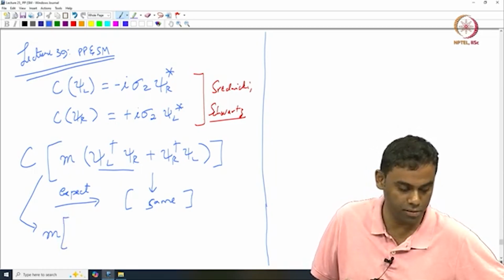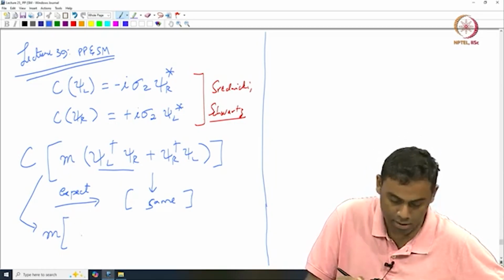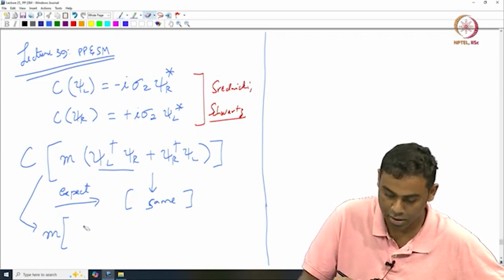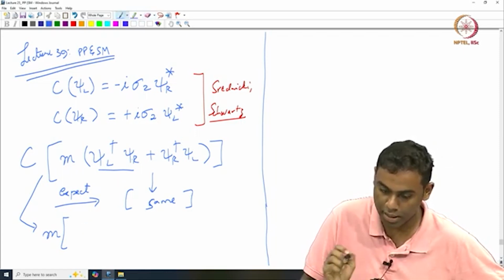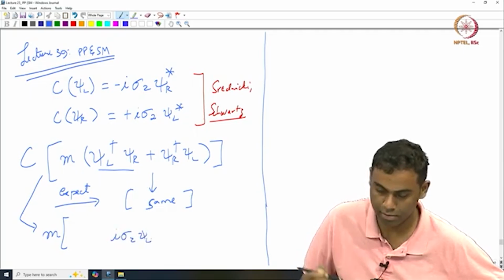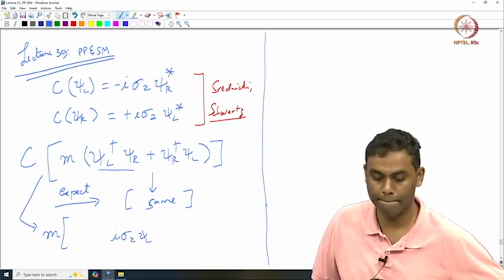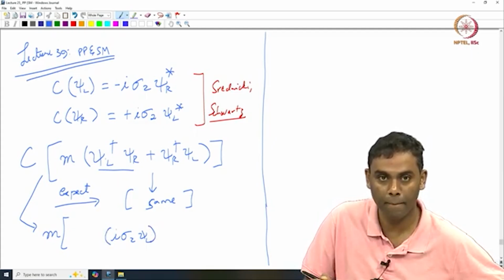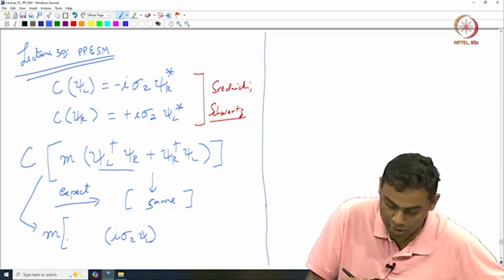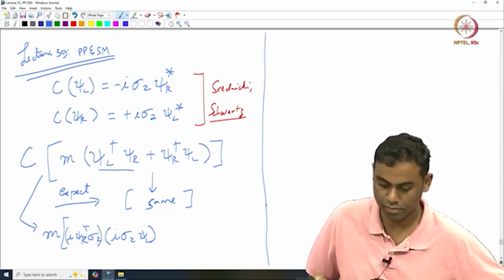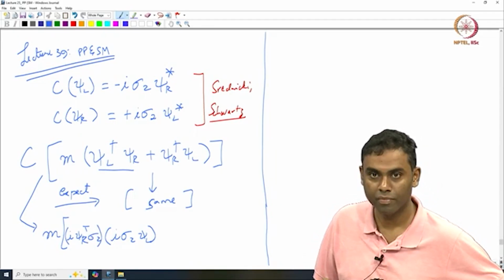If I hit with charge conjugation, would you agree that this is the transformation? First of all, let me write out the simplest term. If I hit the psi R, what happens? Literally I just pull out the I sigma 2 psi L, correct. So I have that. Now what happens if I hit the psi L dagger? So I would get I sigma R transpose sigma 2. Agreed? If you do not, go check this.